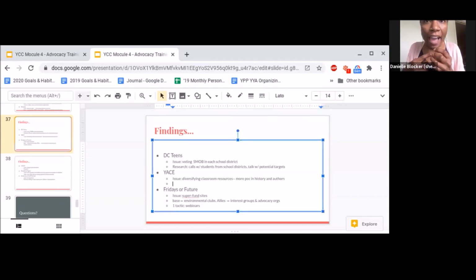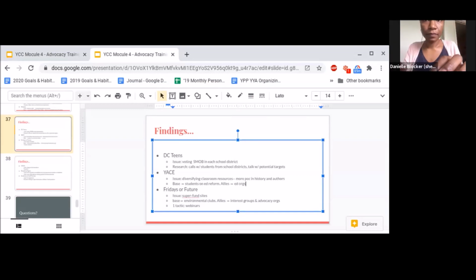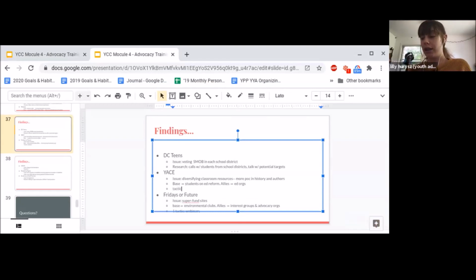And YACE, your base, allies, and tactics. Okay, so our base would be students passionate about education reform. Okay, just students, I guess. But then our allies, we have a couple different allies: organizations that are also focused on education reform, either within Texas or within the U.S., and Board of Education members. And then our tactics.